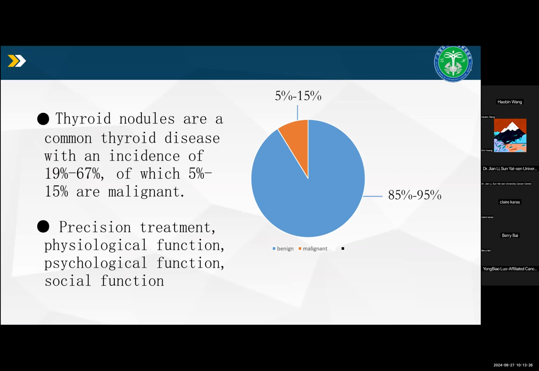We all know that the incidence of thyroid nodules is increasing, and it is a common disease. Among them, benign lesions account for the majority. So how can we provide precise treatment for this group of patients, so as to minimize the impact on their physiological, psychological, and social function, and enable them to better return to society? I would like to say that ablation is an ideal choice.